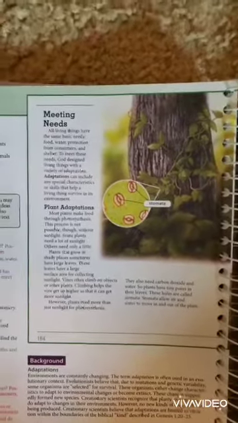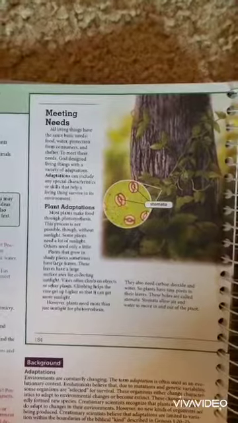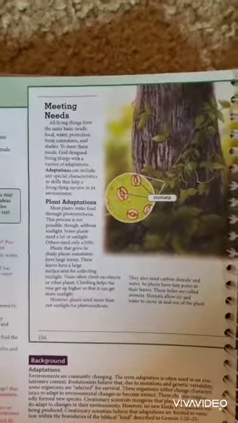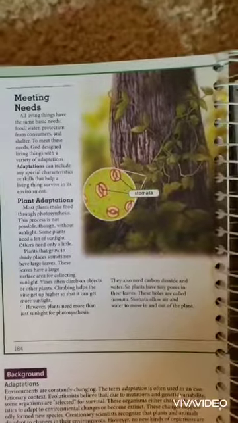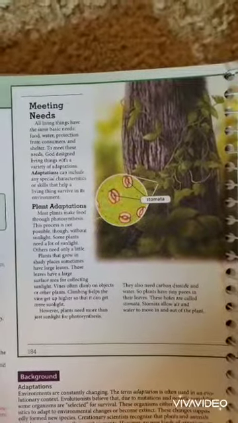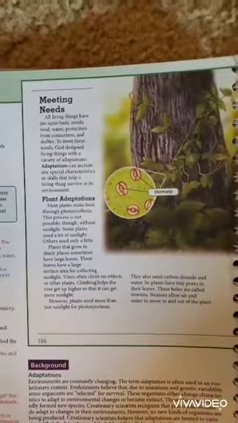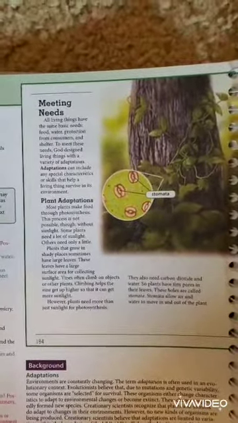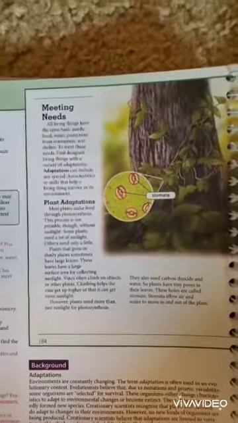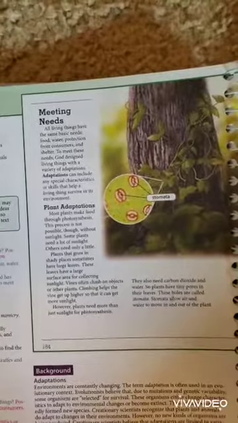Okay, guys, I just wanted to touch base with you in regards to what you did on Monday, which is reading pages 184 and 185. Just a quick synopsis of what that was. Basically, reviewing basic needs of living things: food, water, protection from consumers, shelter. What was adaptation? Adaptation, again, is any special characteristic or skills that help a living thing survive in its environment.